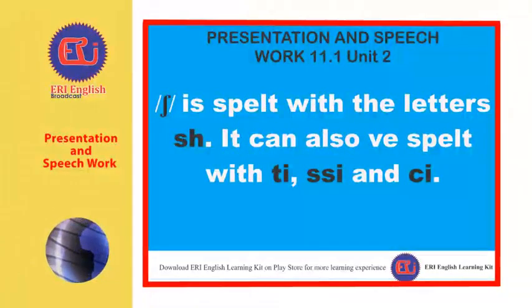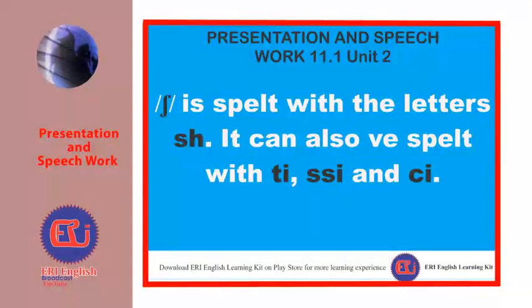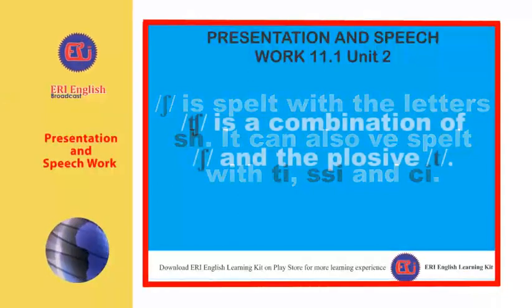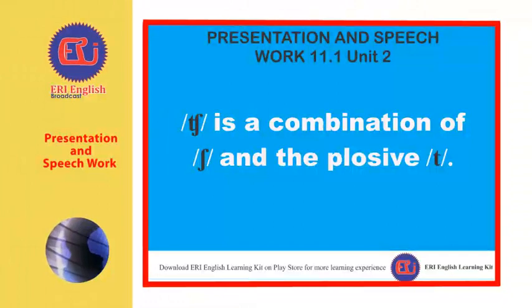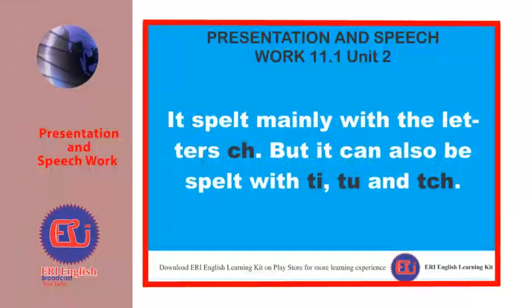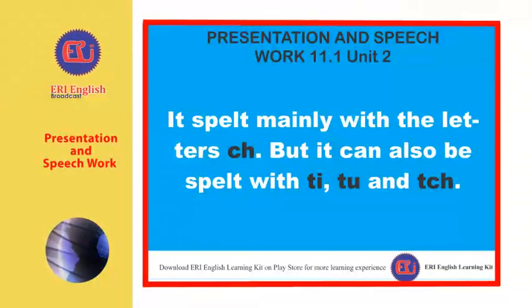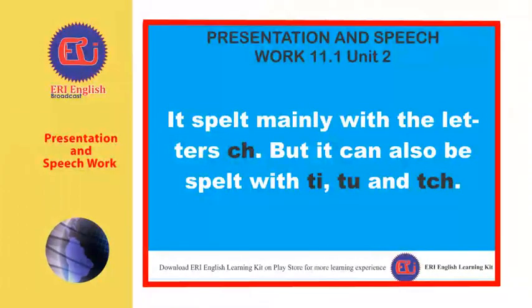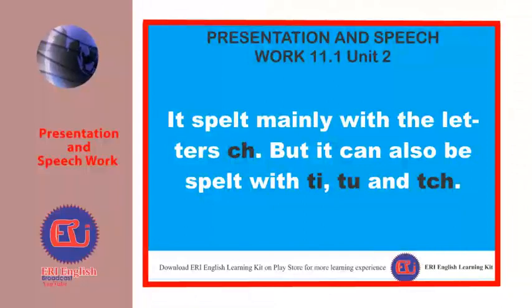Sh is spelled with the letters sh. It can also be spelled with ti, ssi, and ci. Ch is a combination of sh and the plosive t. It's spelled mainly with the letters ch, but it can also be spelled with ti, tu, and tch.